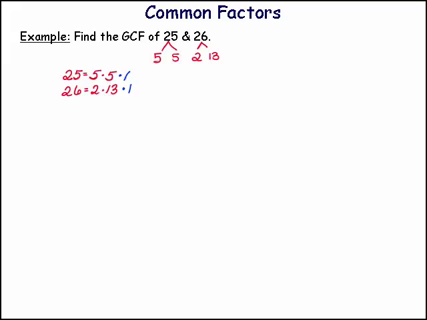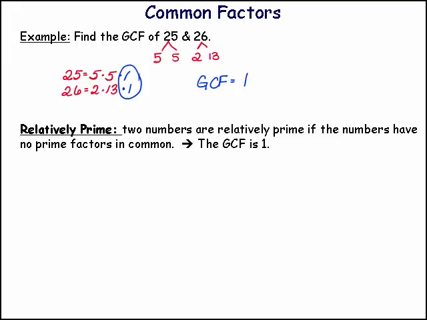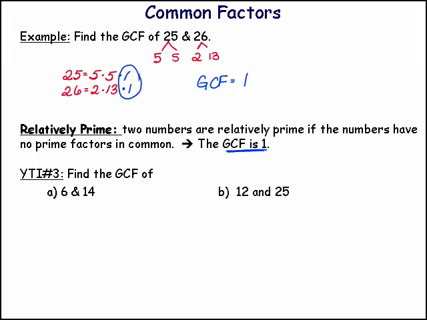So if I put it that way, what is the GCF then? The GCF is 1. If there are no common factors in your prime factorization list, your GCF will always be 1. What this is called is relatively prime. Two numbers are relatively prime if they have no prime factors in common. So then your GCF is 1, as I showed you in the previous example.